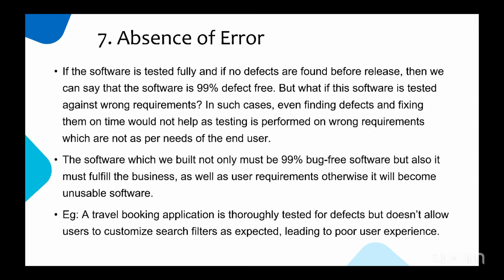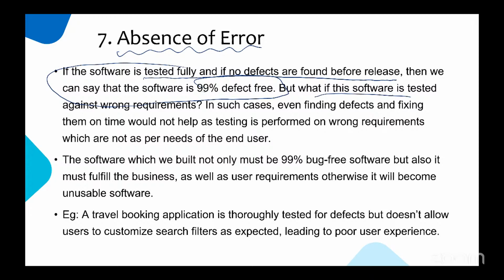Now the last one: absence of error. This is only a little bit confusing. See, if a software is tested fully and no defects were found before release, then we can say the software is 99 percent defect free. If you think like that, then it's a problem.